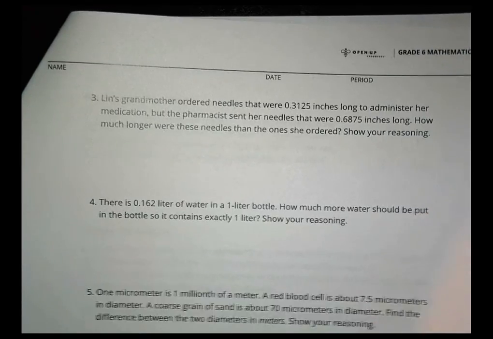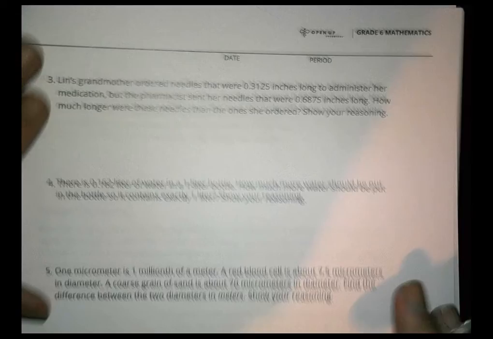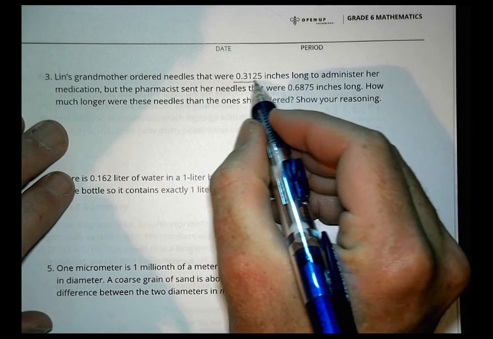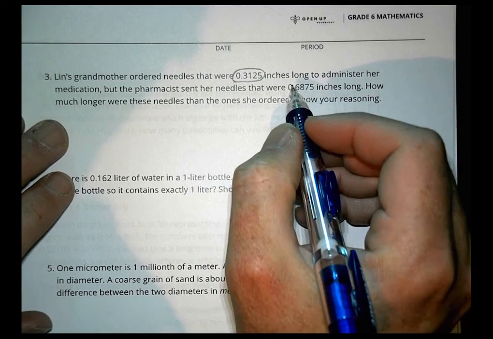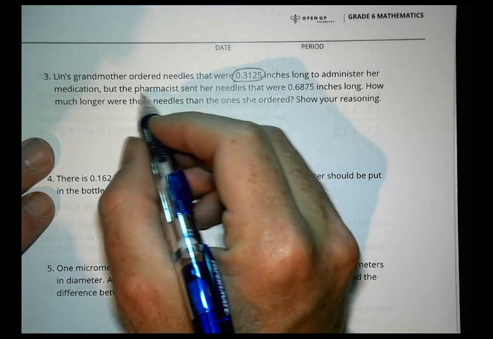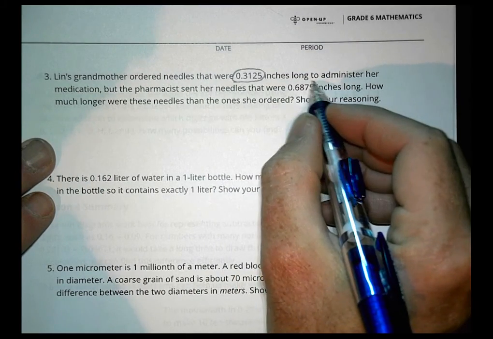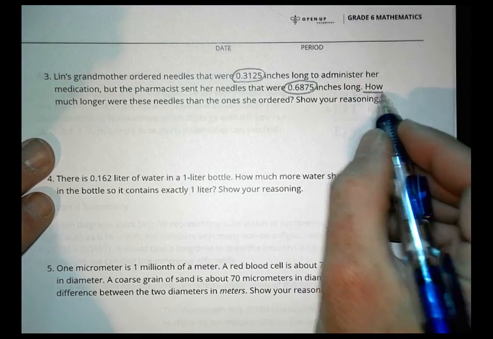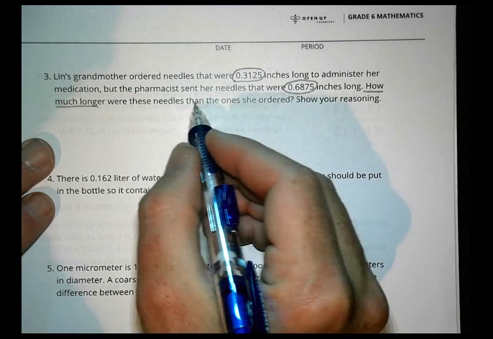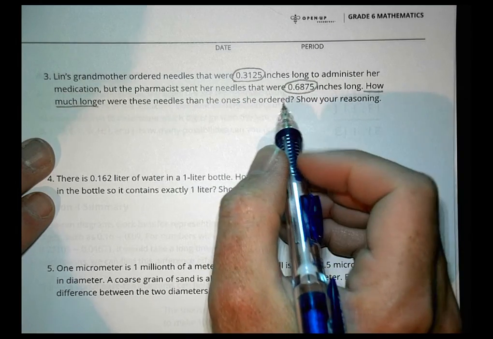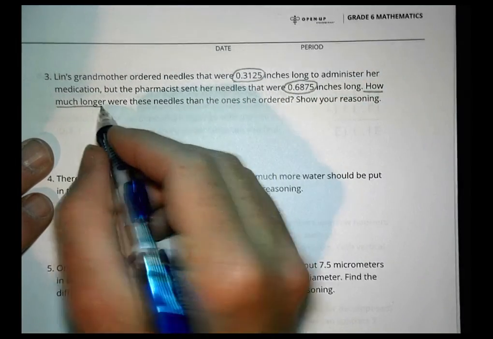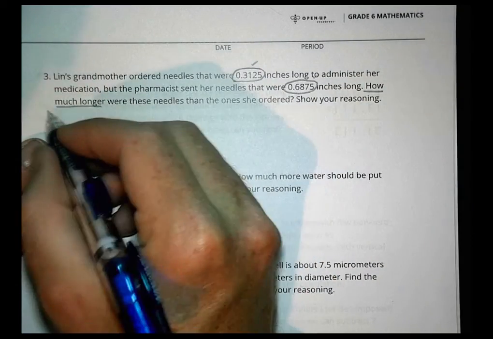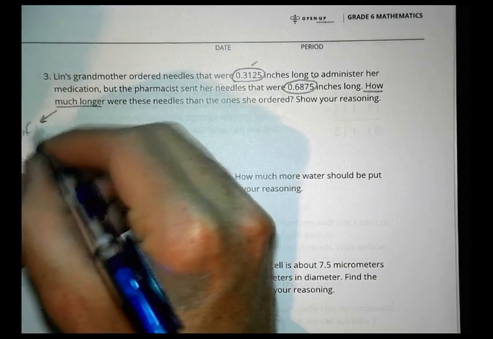Alright, number 3. Lynn's grandmother ordered needles that were 0.3125 inches long to administer her medication, but the pharmacist sent her needles that were 0.6875 inches long. How much longer were these needles than the ones she ordered? Show your reasoning. So a couple things here. We have a couple numbers here and here. It asks how much longer. How much longer is a question about finding the difference.